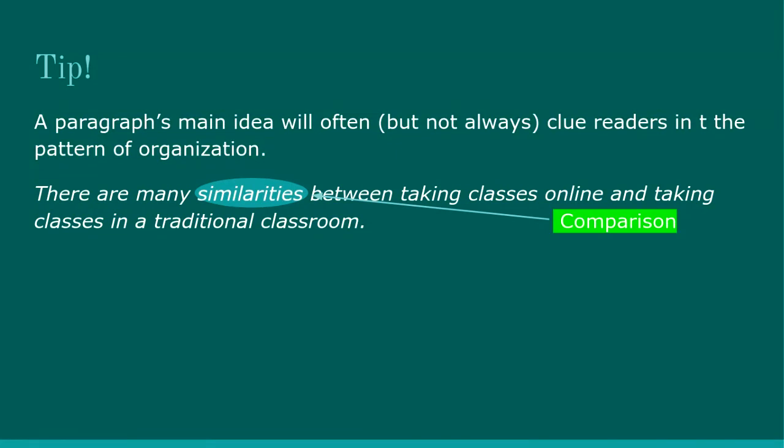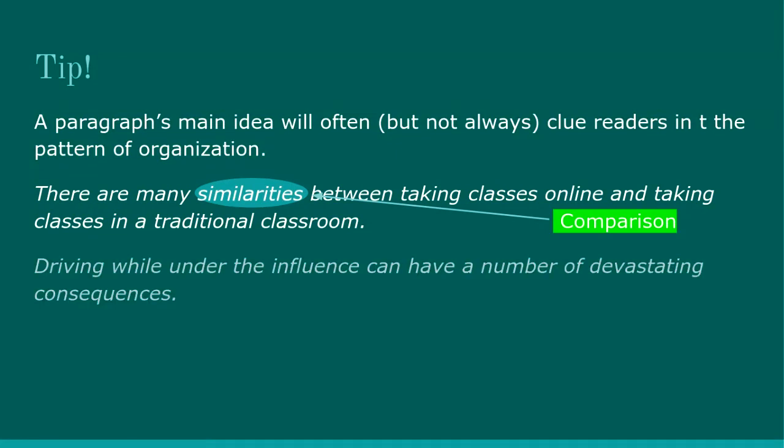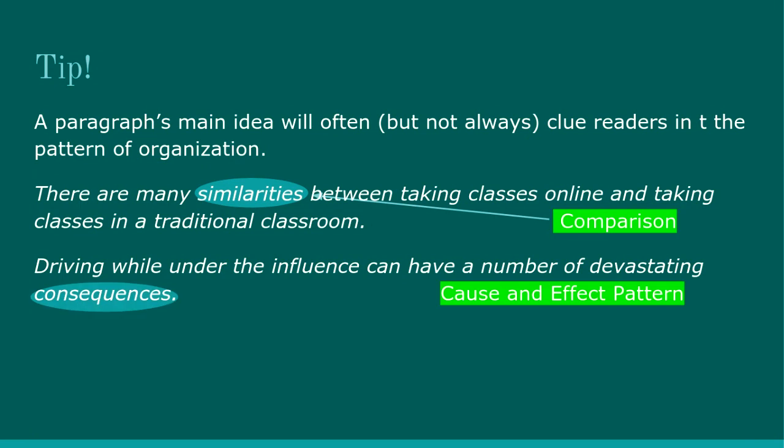Here's another main idea. Driving while under the influence can have a number of devastating consequences. Well, we're going to look at the word consequences, aren't we? And that will say it's going to be a cause and effect. The cause will be driving under the influence, and we're going to look for a list of effects here.